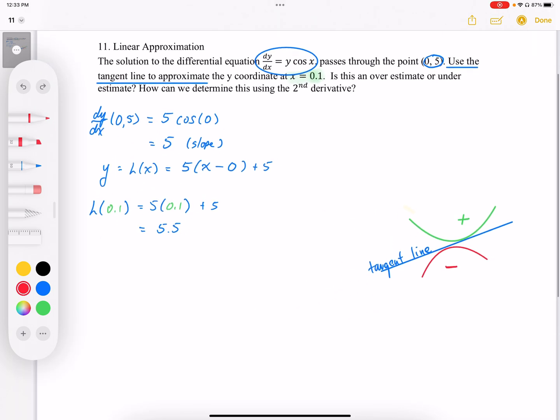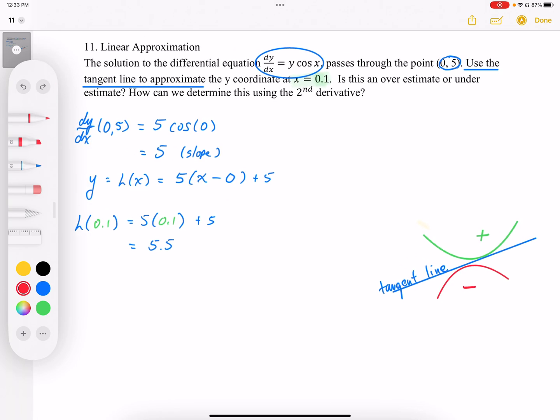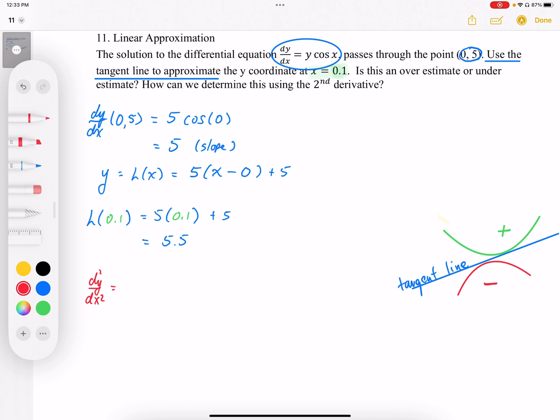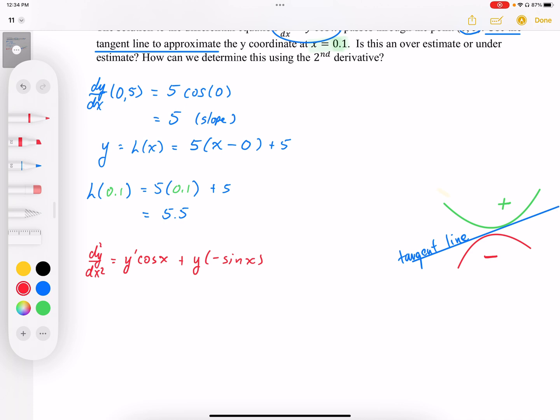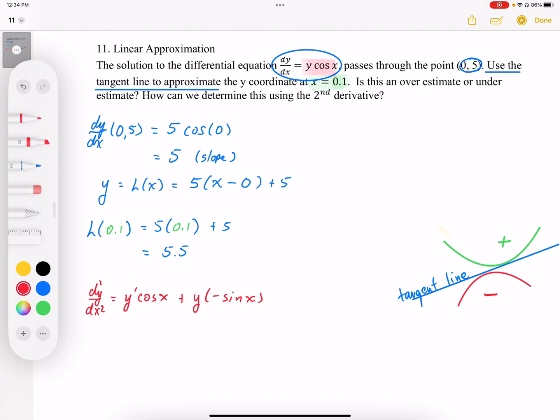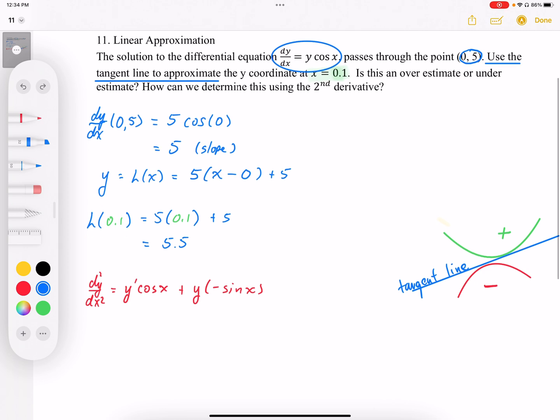That tangent line then represents an underestimate of that coordinate. So what we need is the concavity of this. We're going to differentiate that expression again. So d squared y over dx squared is the second derivative of that expression. We're going to need to use the product rule: y prime times cosine x plus y times the derivative of cosine, which is negative sine x. We want to evaluate this expression at the point (0, 5). We could substitute in the original y prime expression, but we can also just use the derivative evaluated at (0, 5) to replace y prime here. And that's what we're going to do.